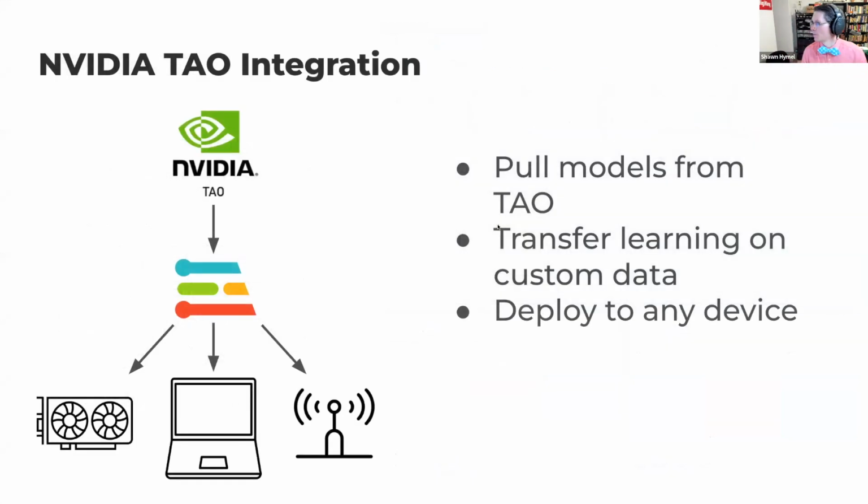We also have an integration with TAO. TAO contains a collection of pre-trained models that you can then use NVIDIA's tools for doing transfer learning with. But what we do is we say, instead of using NVIDIA's tools, let's go to NVIDIA, grab those models, and then we use Edge Impulse for training. NVIDIA wants you to deploy to a graphics card because that's where NVIDIA makes their money. But we've worked with NVIDIA to say, let's use Edge Impulse to deploy to anything. So you can now have all those deployment options from an NVIDIA TAO model.